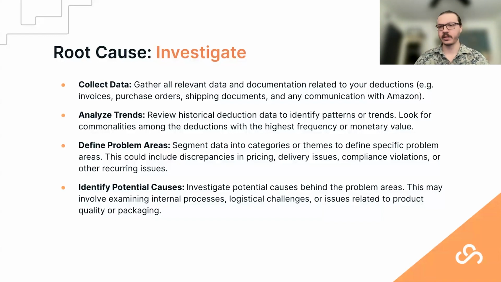And then from here, we're going to identify the potential causes. So ask yourself why, or start with the 5 whys and understand what are potential causes behind the problem areas that we've now defined or organized. And this could include things like looking into your internal processes. Are they up to date with Amazon's latest policies? Logistical challenges. So are there specific locations that are causing issues with the way that your process is set up? Or things that could be also related to product quality, packaging.